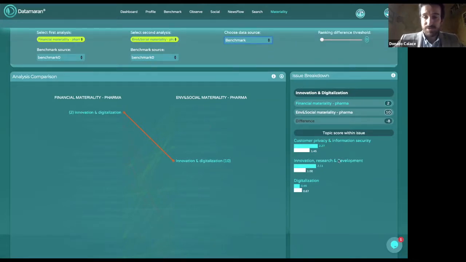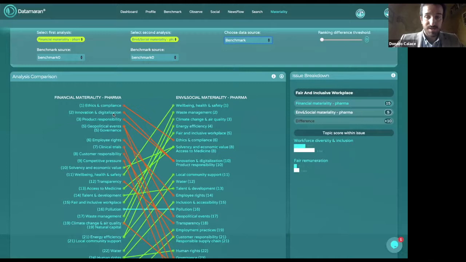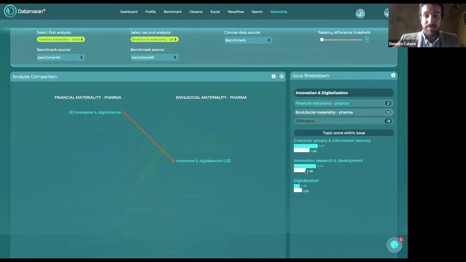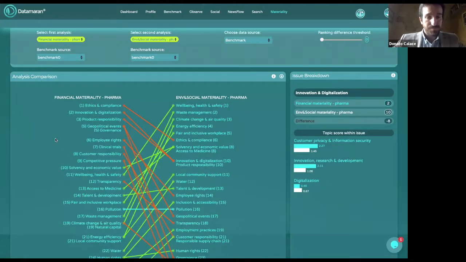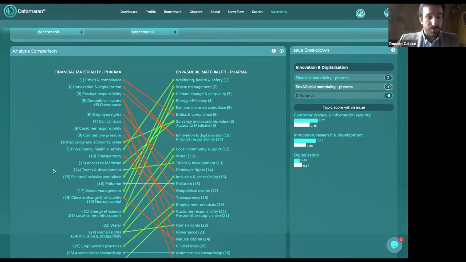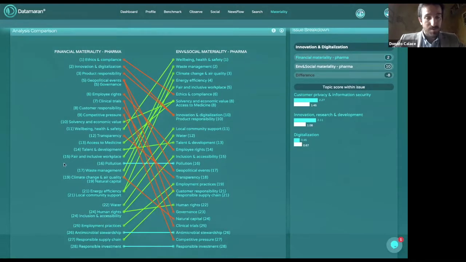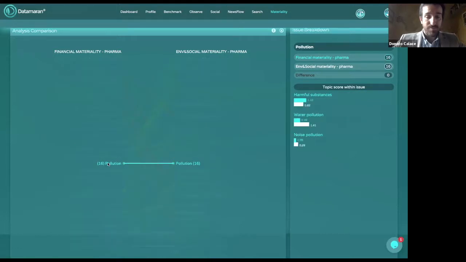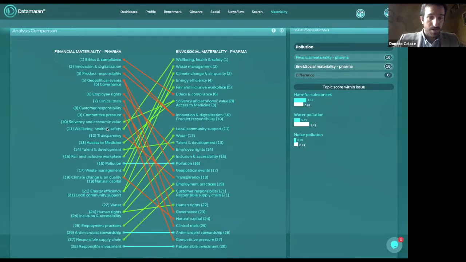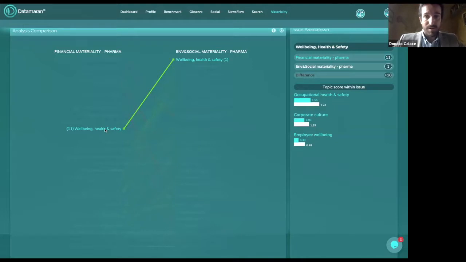You can also see on the right-hand side what are the different topics that are mapped to this issue, just to understand better what is the nature of the issue. Also, there are some topics that have more or less the same value, for example, pollution, and others that have a very different ranking. So well-being, health and safety is disclosed much more in sustainability reports rather than financial reports, for example.